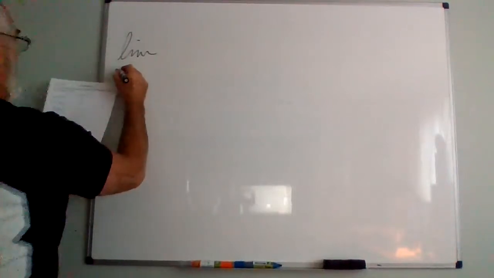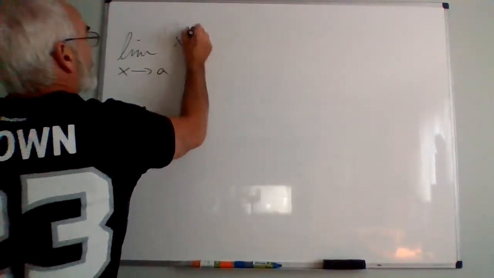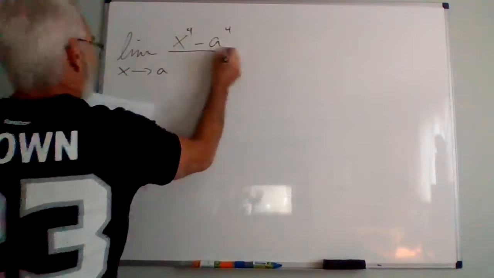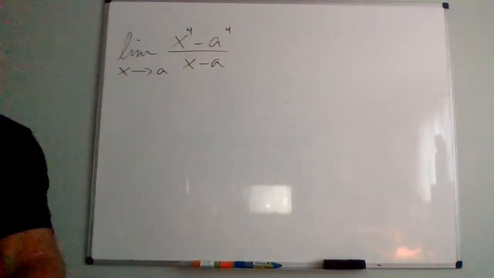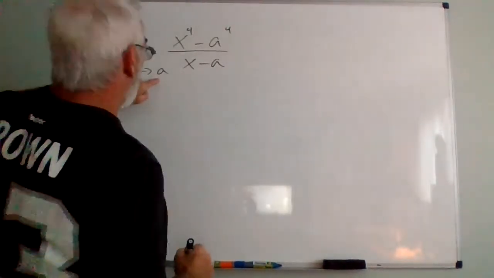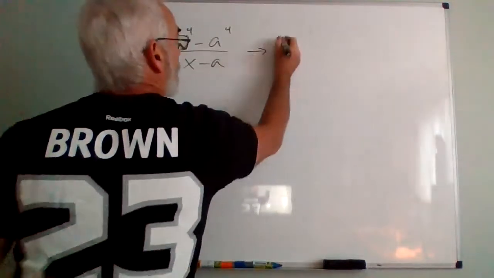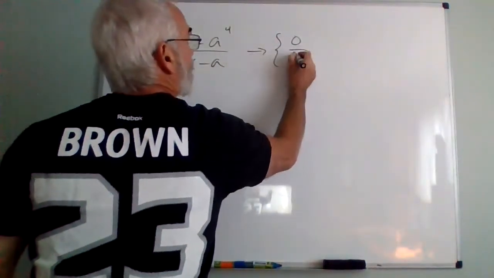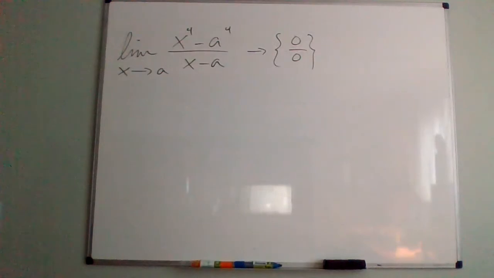I have the limit as x approaches a of x to the 4th minus a to the 4th over x minus a. Now, a can be any real number. But in this case, you notice if x is approaching a, my numerator is approaching a to the fourth minus a to the fourth, and my denominator is approaching a minus a. So once again, I have the form 0 over 0.